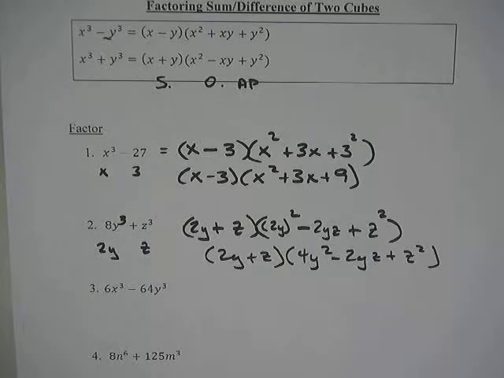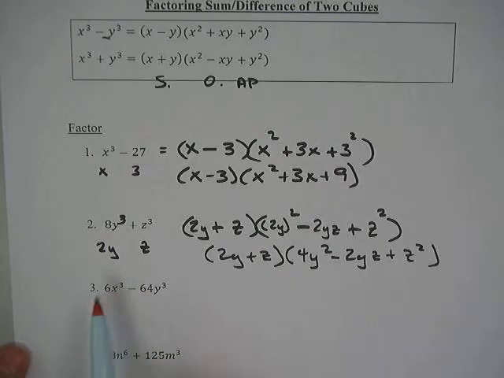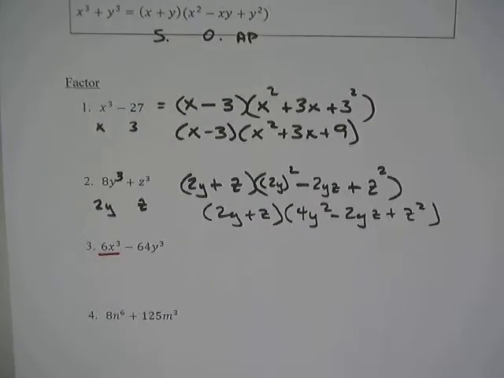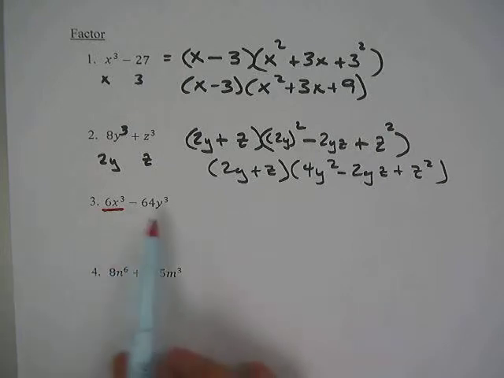Okay, so let's take a look at the next one. It says 6x to the third minus 64y to the third. So let's first start talking about, all right, well, what are the cube roots? Well, right here you notice that 6x to the third is not a perfect cube. So right there, this doesn't factor into this pattern.